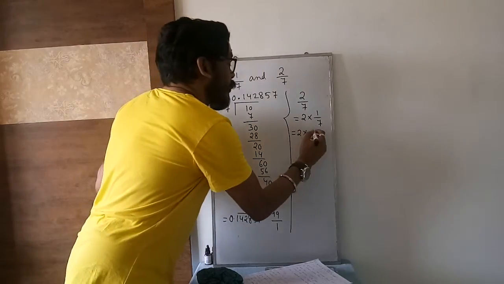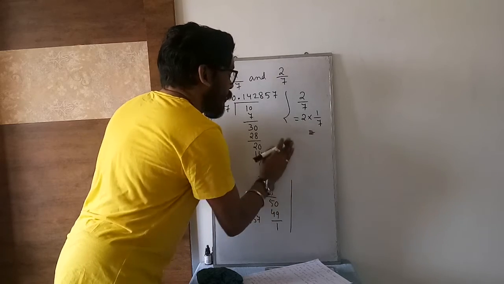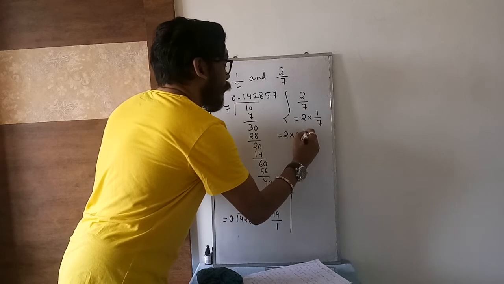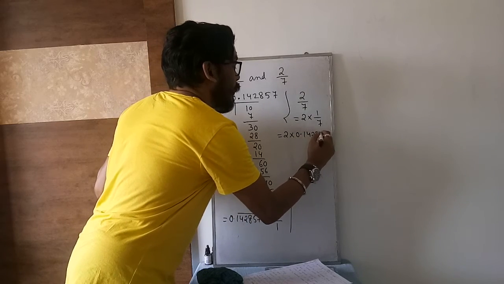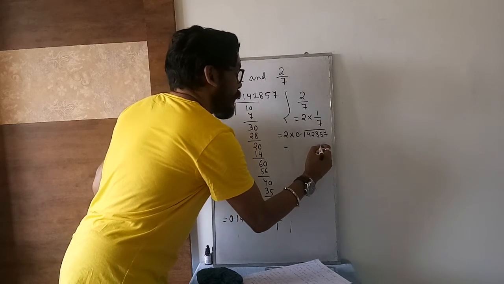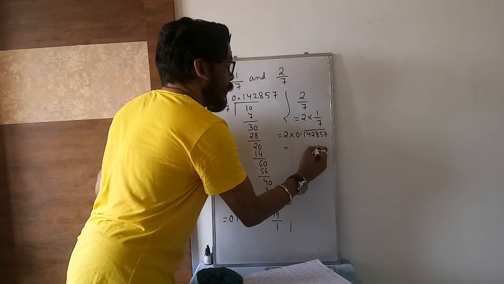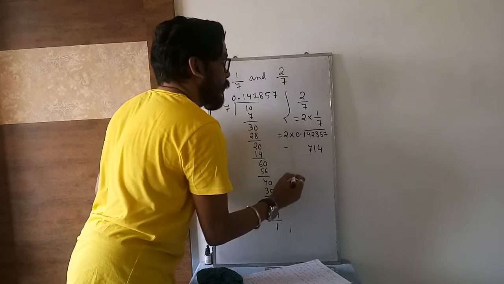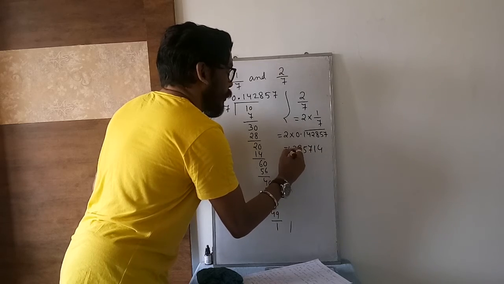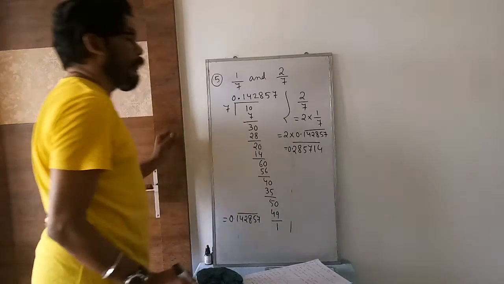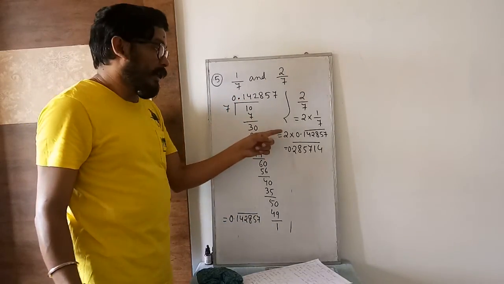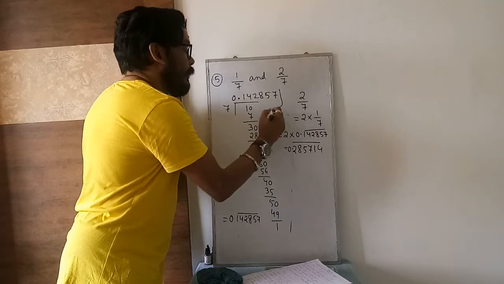So let me write it here. It is 2 into 0.142857. So if you multiply it, 2 7 ja 14, 1 carry, 2 5 10 11, 1 carry, 16 17, 1 carry, 2 2 ja 4 5, 2 4 ja 8, 2 1 ja 2. So it is 0.285714. Okay, I repeat again, you can go for division also. Here I have used shortcut, you can go for division.